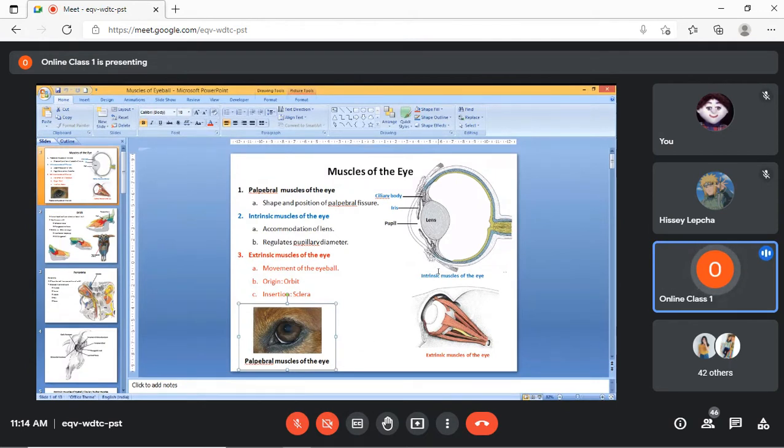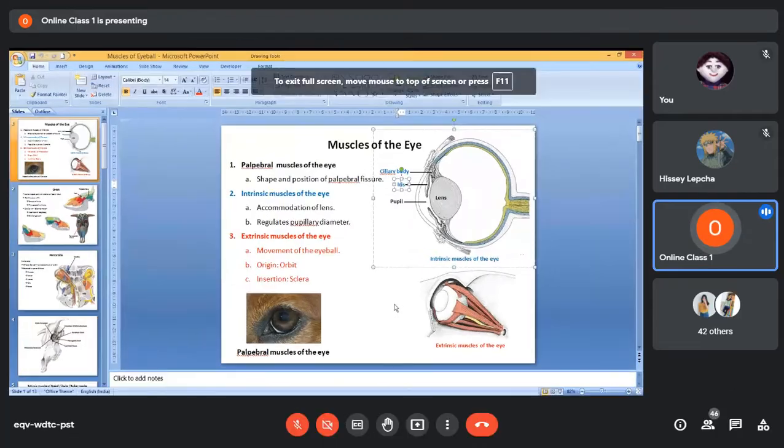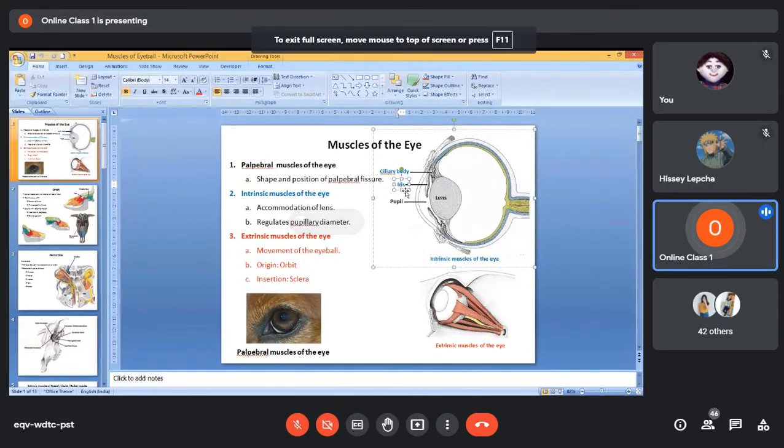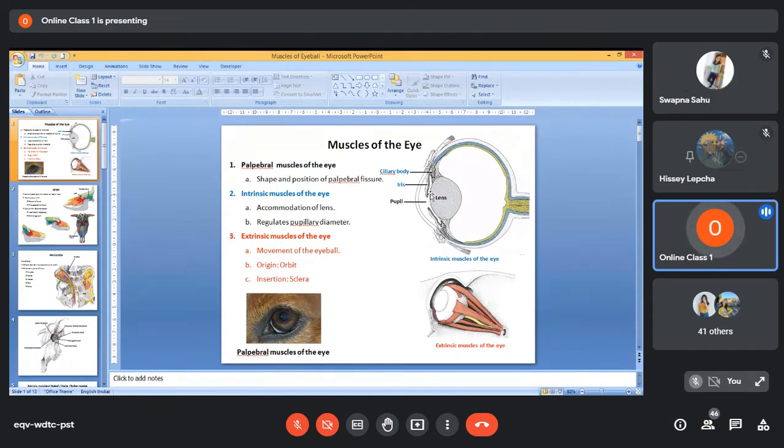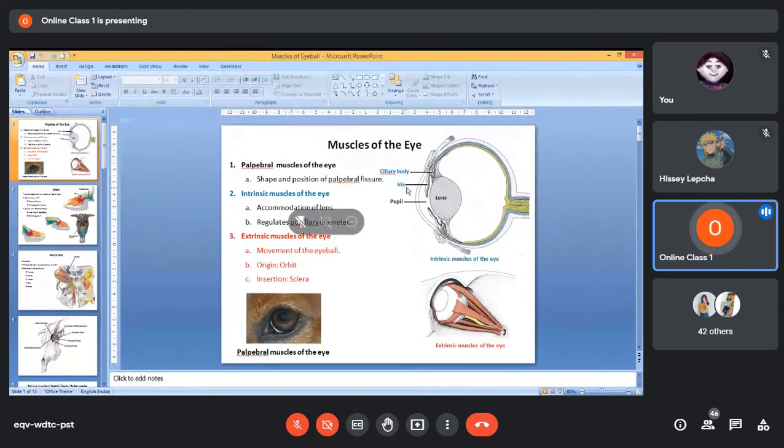The muscles present in the iris we call the dilator muscles and also the constrictor muscles. If the constrictor muscles of the iris contract, then what will happen? The diameter of the pupil will enlarge. As a result, more light will enter the eye. If the muscles of the iris dilate, then the pupillary diameter will get narrowed. As a result, less light will enter the eye.